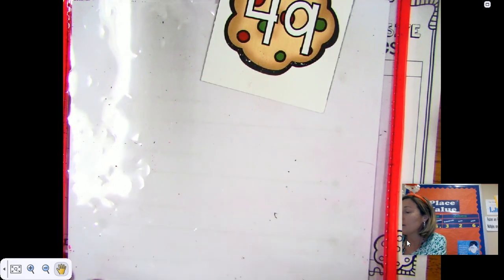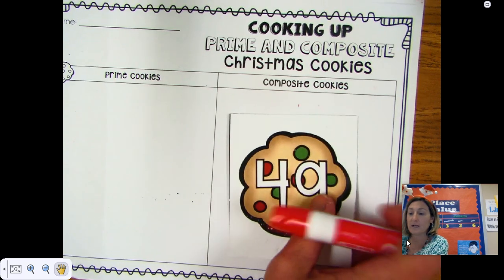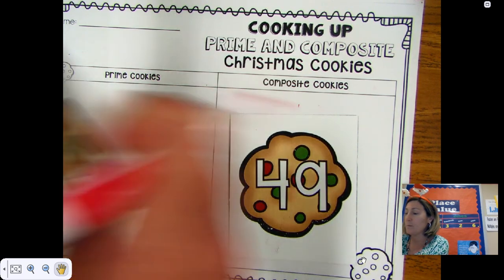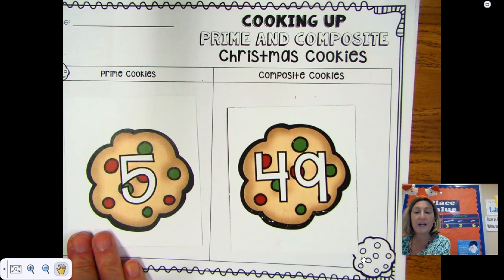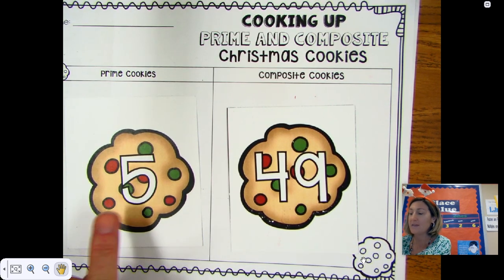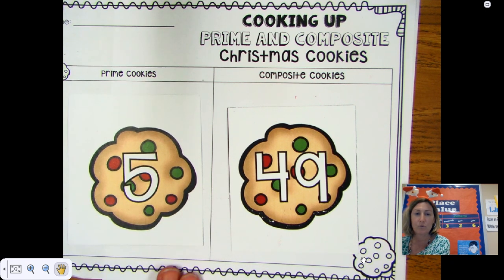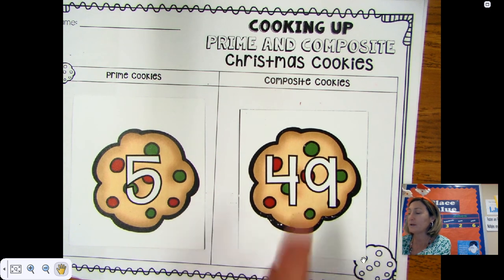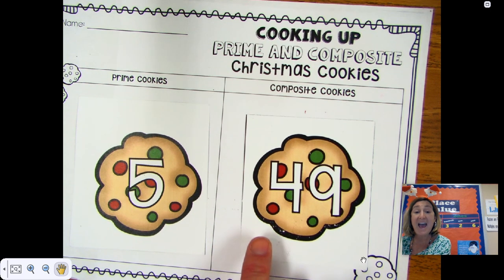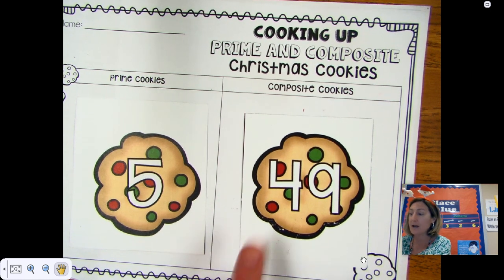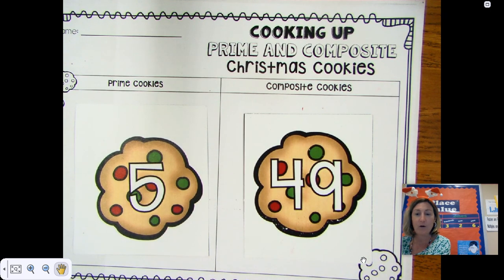Okay, now let's go over one more time. We'll put our 49 in our composite, and we will put our 5 in our prime. So prime is 1 and itself. That's the only way that you can make the number, which 5 fell into our prime cookies category. And the composite number we looked at today was 49, because 1 times 49 is 49, and 7 times 7 is 49. So it's composite. It has company, more than one and itself.